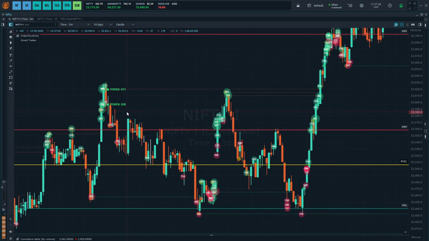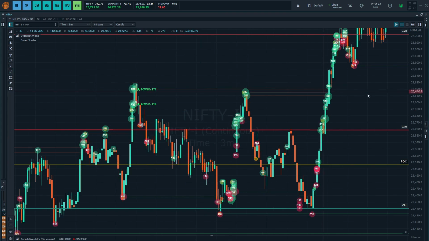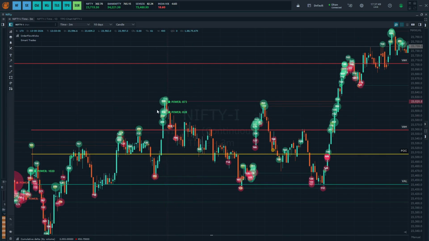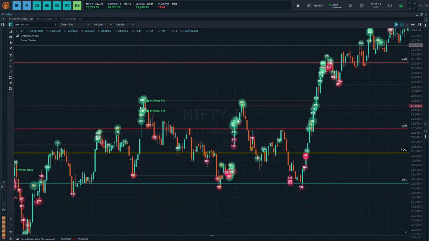If you see this area, these are the power trades, shown in green. That means the maximum buying happened here on the previous day. Even though the maximum buying happened in this area, the price was not able to move upward. That means limit sellers are active here. The late buyers got trapped, and the price moved to the downside and even closed in the opposite direction of these buyers. That means the sellers are active here.